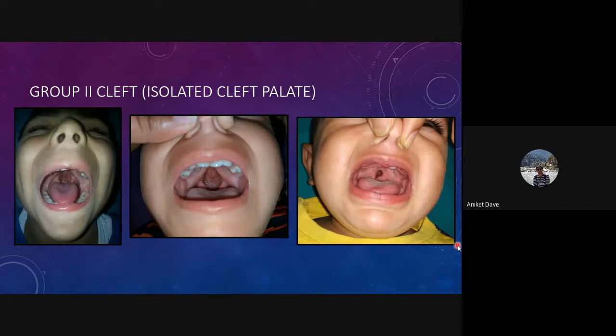Now, isolated cleft palates are group 2, and they usually involve both the soft and the hard palate. But there are situations like the one on the right where it can involve only the soft palate and the hard palate may not be cleft.